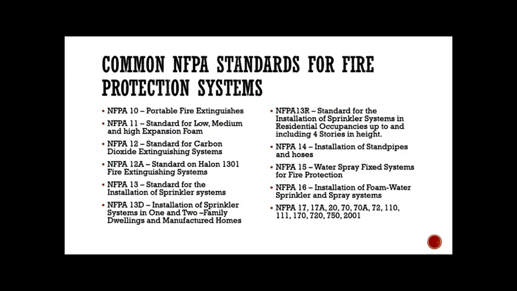So common NFPA standards for the fire protection system, there's quite a few, as I said, in the textbook. NFPA 10 is for portable fire extinguishers. NFPA 11 is for the expansion foam that may be required for low, medium, and high. NFPA 12 is the standard for carbon dioxide extinguishing systems, and the list goes on and on. Please refer and get to know those particular systems. I hope this has helped give you an overview of what's going on. So keep reading and listen for part 2.